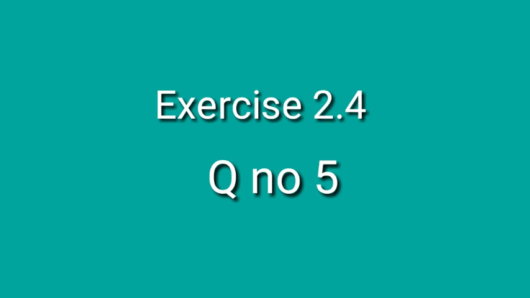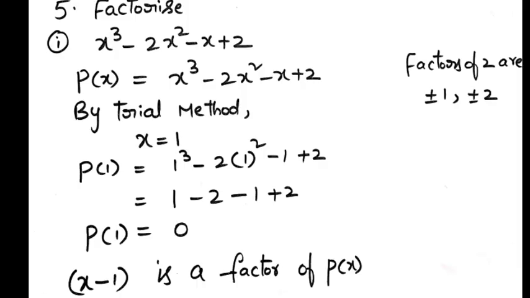Now, we will solve exercise 2.4 question number 5. First one is factorize x cube minus 2x square minus x plus 2. Let the given polynomial be p of x.